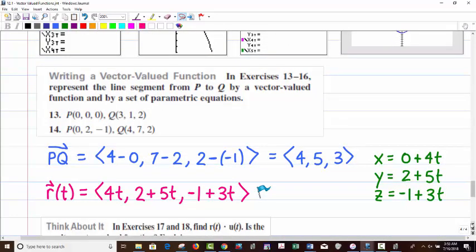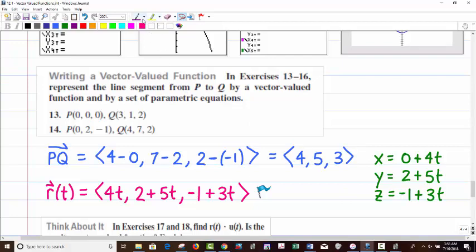All right, represent the line segment from P to Q as a vector valued function and by a set of parametric equations, both. We learned how to do parametric equations from the section on lines and planes in space. So it doesn't really matter what you do, all it's doing is taking the parametric equations and putting them in vector valued form. So it's really not two separate problems.